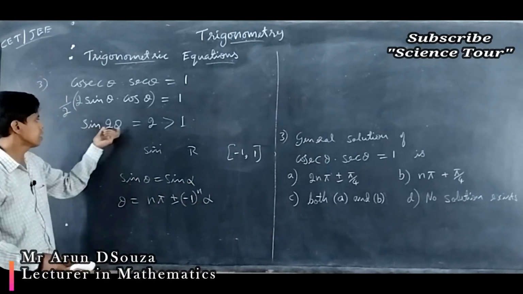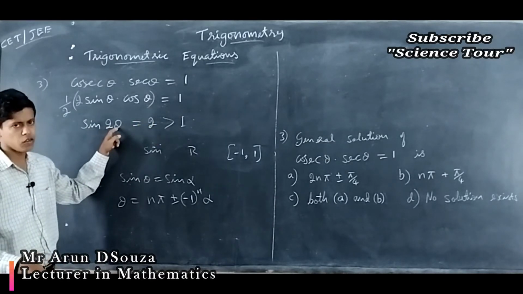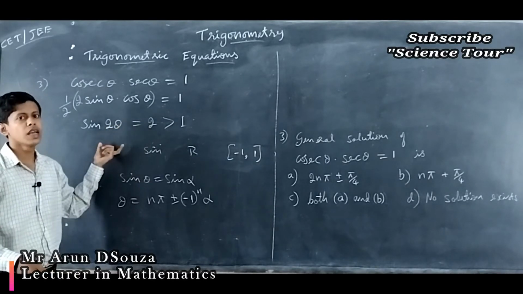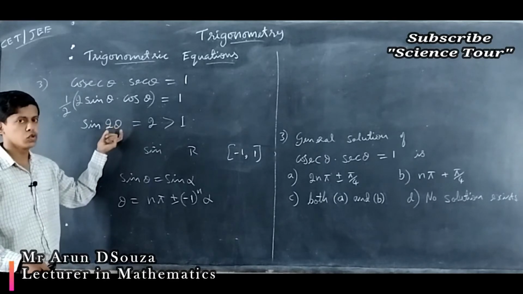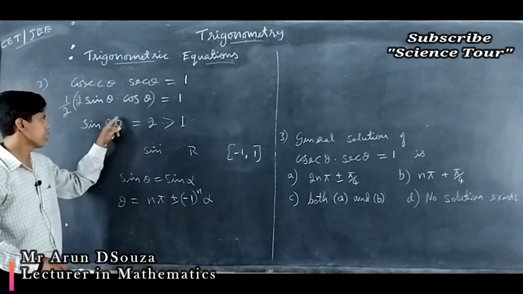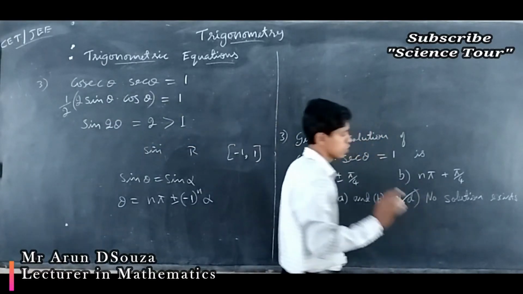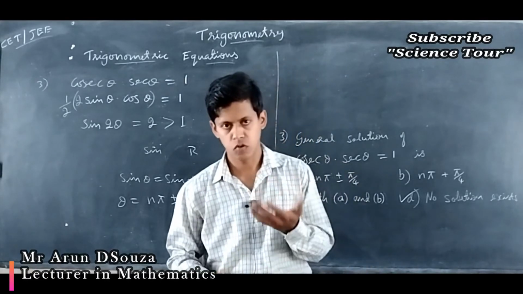That means sine 2 theta will never be equal to 2. You put any value of theta here, you will never get 2. That means theta does not have any value there. So no solution exists. You cannot find any value of theta. Therefore option D is the answer: no solution exists. So let's move to the fourth question.